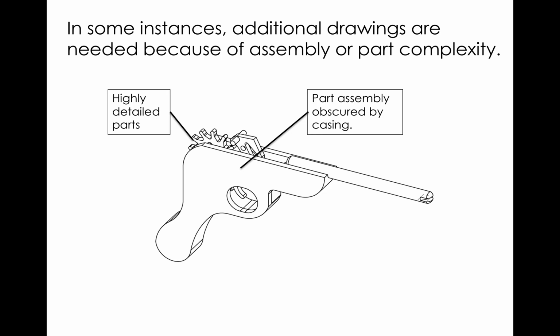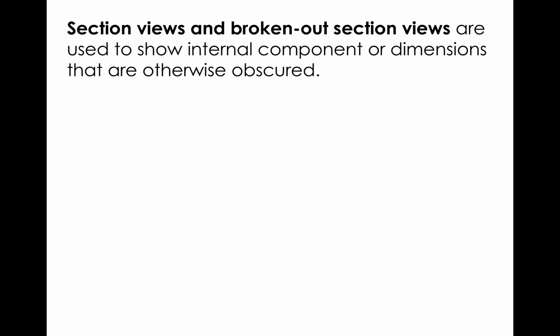So we have some additional detail that's going to need to happen on the assembly, and we have some additional detail that's going to need to happen on the parts themselves. So let's walk through this. Okay, so section views and broken out section views are used. They can be used on both parts, so individual one item parts, the engineering drawings for those, and also on assemblies to show internal components or dimensions that are otherwise obscured. So let's start with a part.